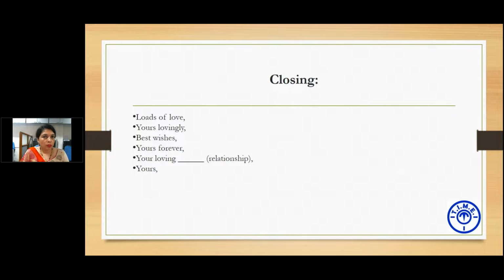The closing over here can be any of these which I have given you, or anything of your choice. Normally people write loads of love, or yours lovingly, your loving so and so, your loving son, your loving brother, your loving friend, best wishes, yours forever, right? Or just yours. So again, depending on the kind of relationship you share with the person to whom you are writing an informal letter, the closing can be chosen accordingly.